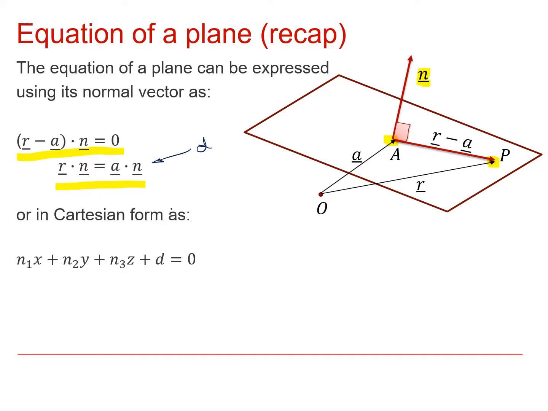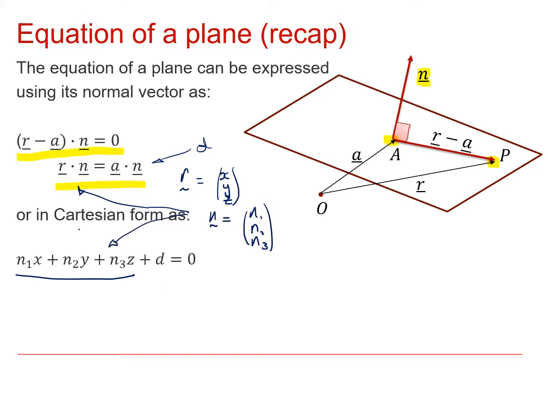some value. And if I think about r as being x, y, z, and n as being n1, n2, n3, then I think you can see that this bit, using those forms, becomes this thing down here. So the Cartesian form is n1x plus n2y plus n3z. You could have equals d or plus d equals naught. The sign is immaterial because d is just a constant.